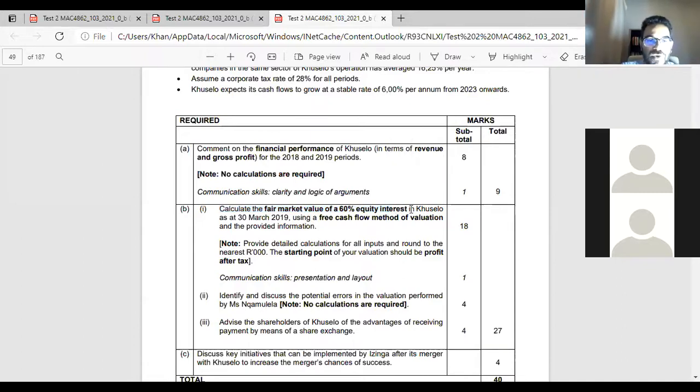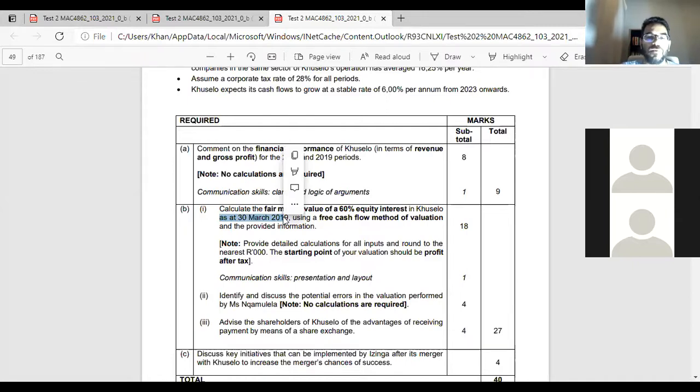Okay, in Kuselo, as at 30 March 2019. Remember I told you in Mac, the date is always important. It's important for capital budgeting. It is important for WACC. It is important for valuations. You need a reference point. So 30th June 2019, that is the reference point.